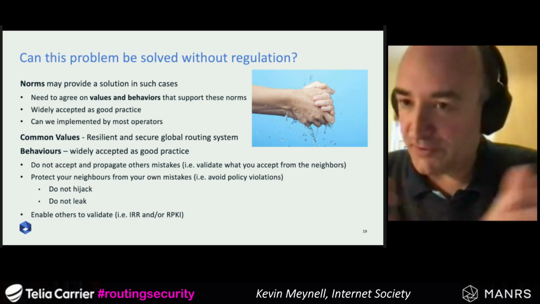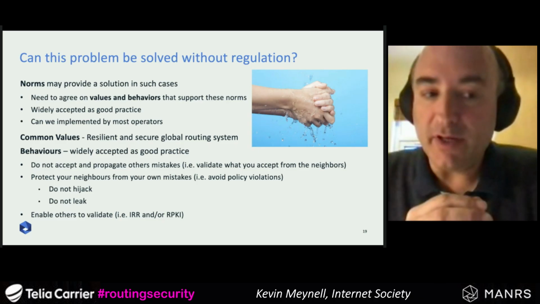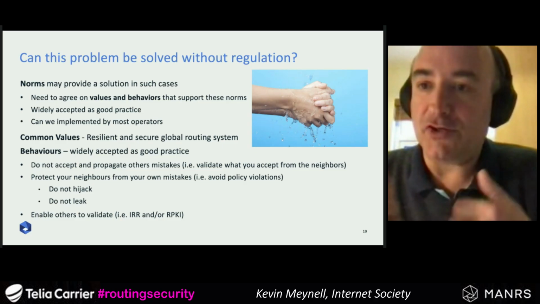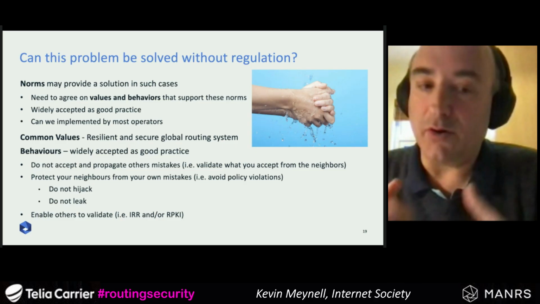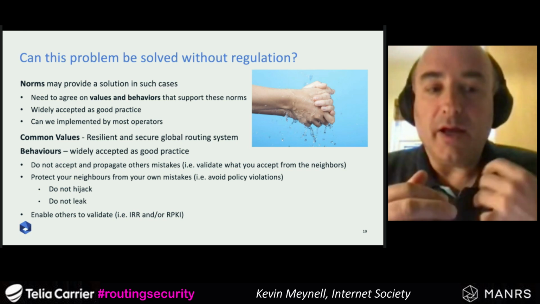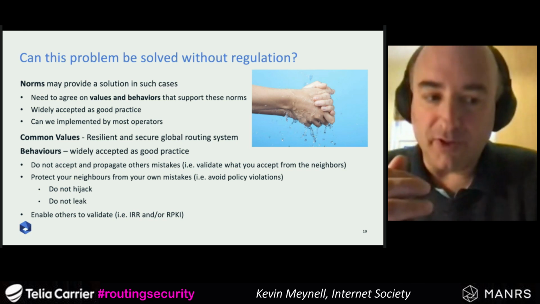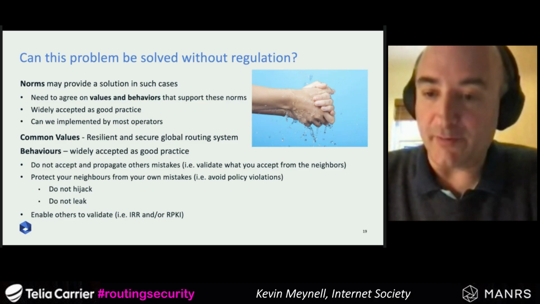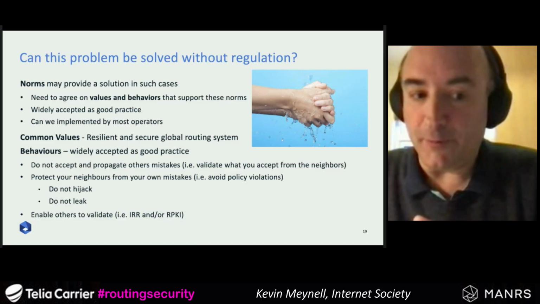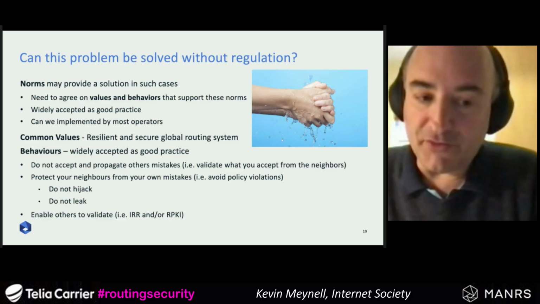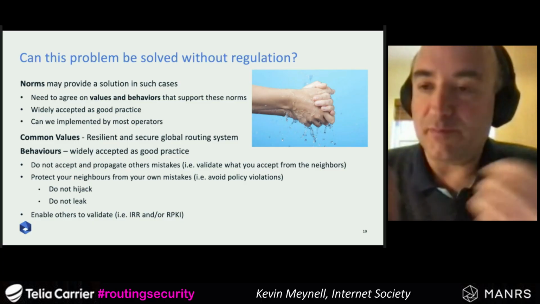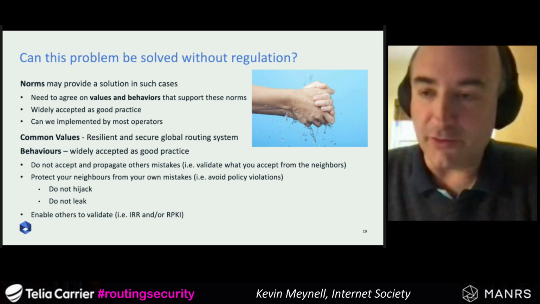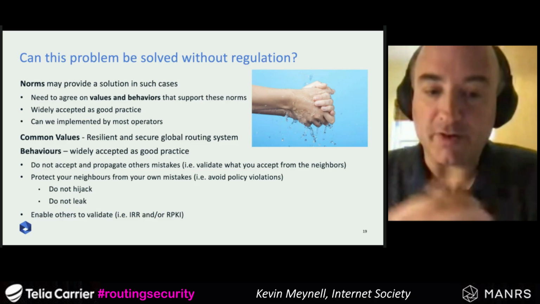That's the sort of thing where we need to shift the paradigm. We need to accept that there are certain practices that should be done and should become the norm on the internet. And basically, what this comes down to is very simple. It's, do not accept and propagate the mistakes of others. In other words, validate what you accept from other networks. And in other words, protect your neighbors from your own mistakes. For example, not through allowing hijacking and not through allowing leaks on your network.